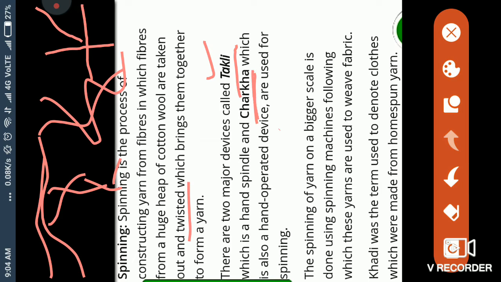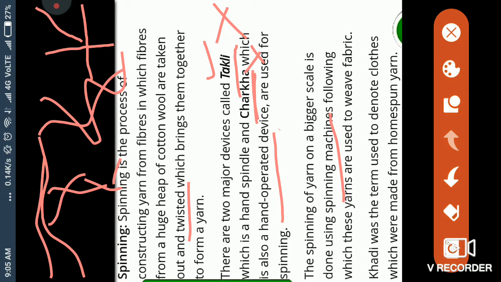Understand? And the charkha is very famous from the time of Mahatma Gandhi, who used it to make their own khadi clothes. Understand? And both of those are hand operated, means used by the hand. Spinning of yarn on a bigger scale is done using spinning machines. Now it is not done by takli and charkha, it is done by machines.